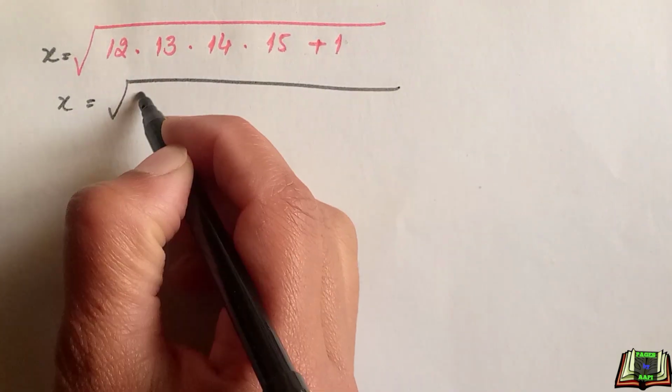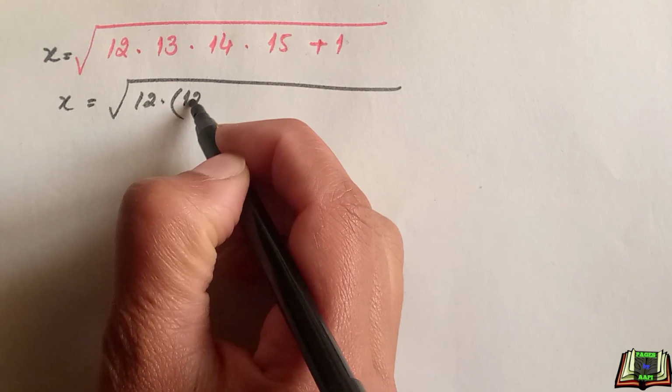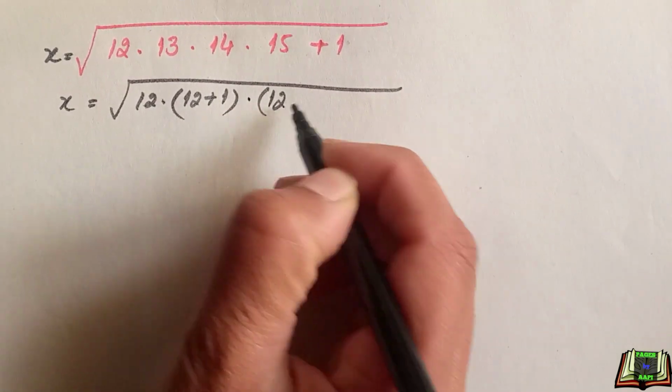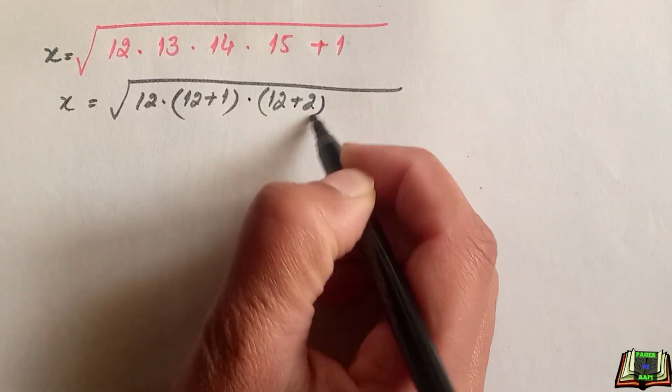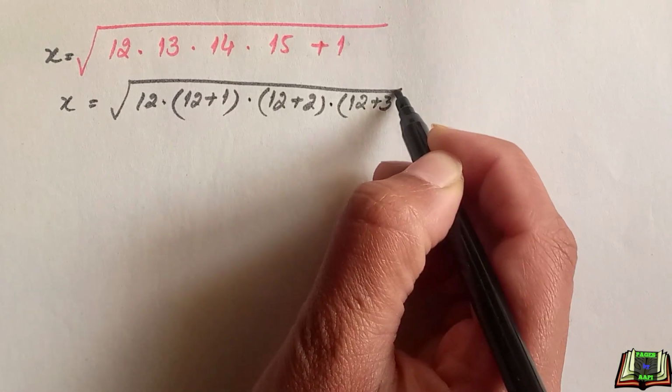So x is equal to the square root of 12 times, we can write 13 as 12 plus 1, times 14 as 12 plus 2, times 15 as 12 plus 3, plus 1.